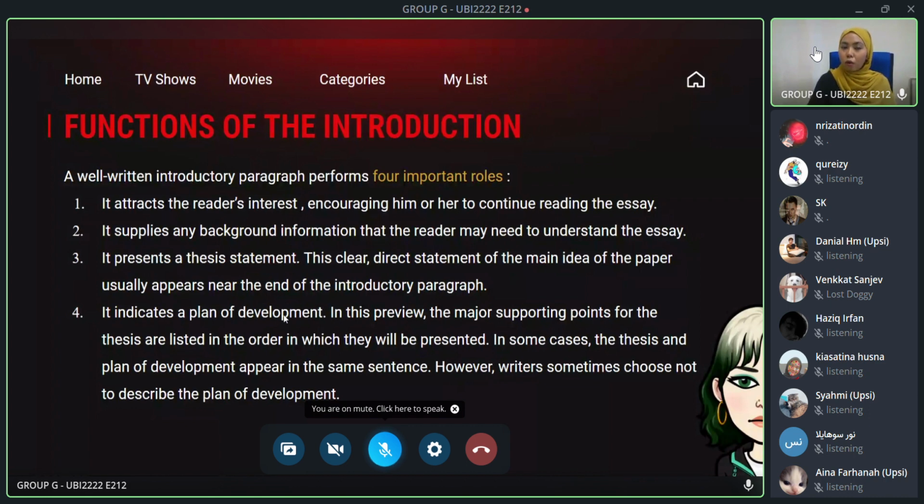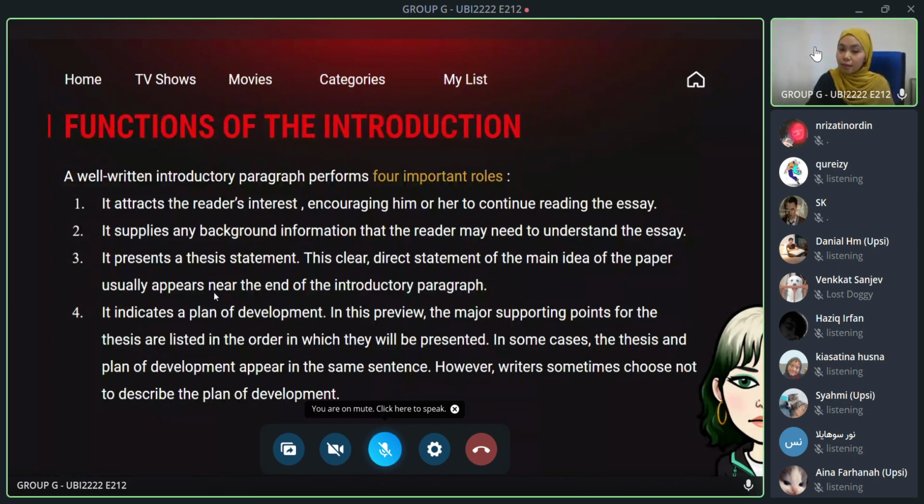Let's say we are talking about one topic. Before you discuss the importance of it, you need to tell me first what it is about or any history on it. So this introductory paragraph serves as a platform for you to give background information to your reader so they can fully understand what you are talking about.